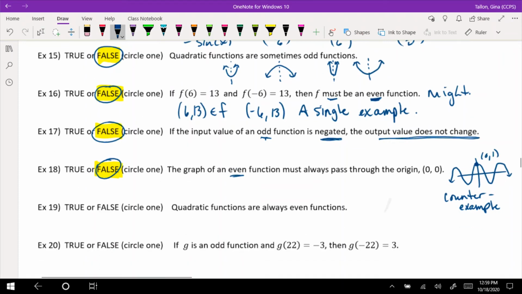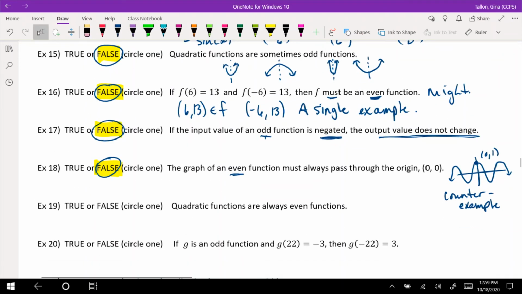Question 19. Quadratic functions are always even. Quadratic functions say x squared on them, right? Quadratic functions are always even.